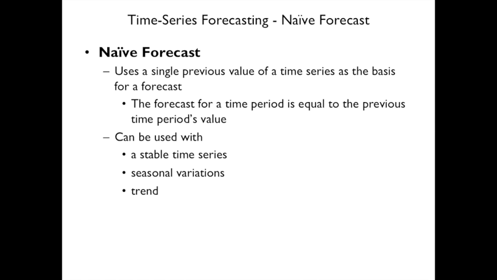It can also be used with seasonal variations because as the season goes up, yesterday is a good indication that it's going up. And it can be used with a trend. If you have a long-term trend, you can actually put a bias with the naive forecast. For example, we seem to be going up one customer a day. So what was yesterday's? Yesterday we had 100 customers. So we're going to say that today we're going to expect 101 customers. Tomorrow we are going to expect 102. We're just using yesterday to predict today.